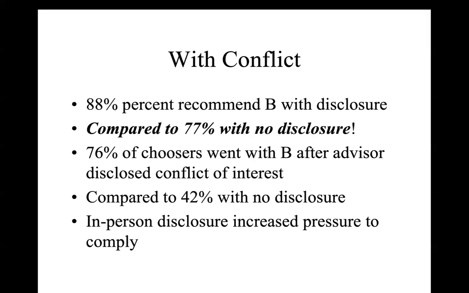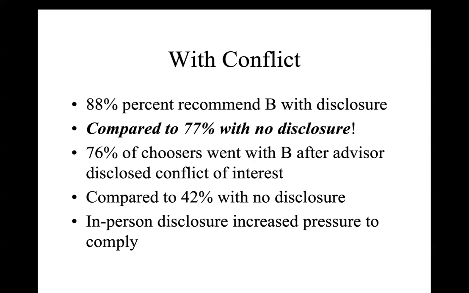Okay. Now, when there wasn't a disclosure, we see that even with a conflict of interest, 77% recommend B. So it's not like disclosure is the only driving factor in advisors recommending B now, right? The other major driving factor here is self-interest, right? It's more beneficial now for the advisor to recommend B. So with disclosure, they just do so a little bit more aggressively.